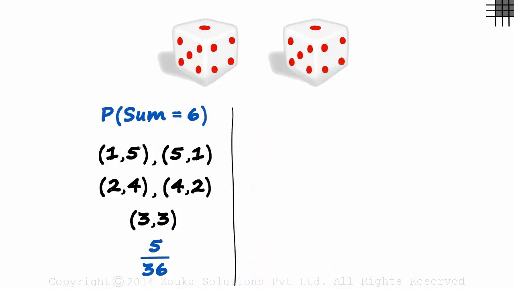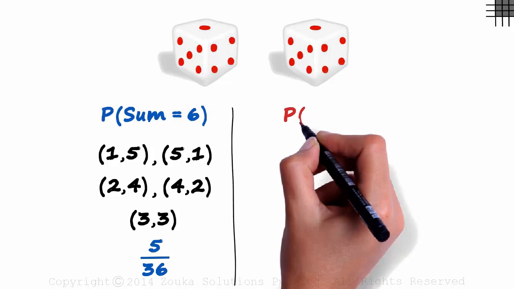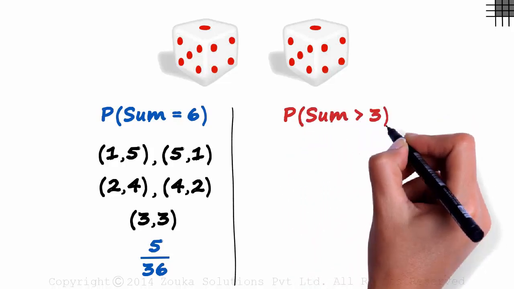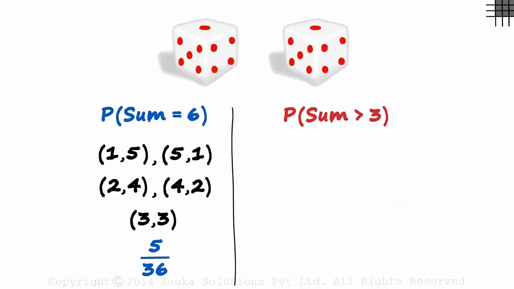Okay, here's another one. When 2 dice are rolled, what is the probability of getting a sum greater than 3? Pause the video and try it out. I am sure most of you have come up with the right answer. But unfortunately, it's not only the answer, but also the amount of time you took that matters.